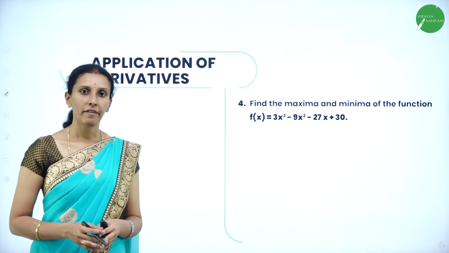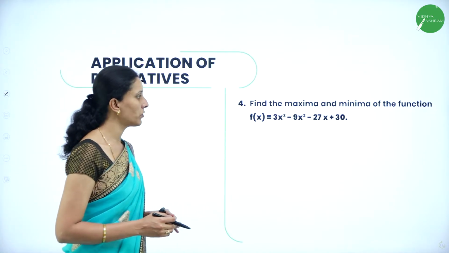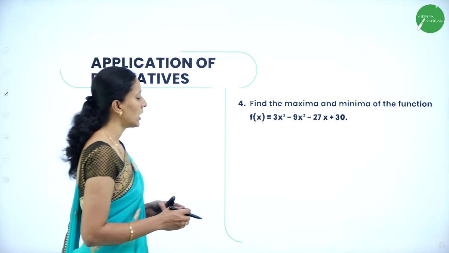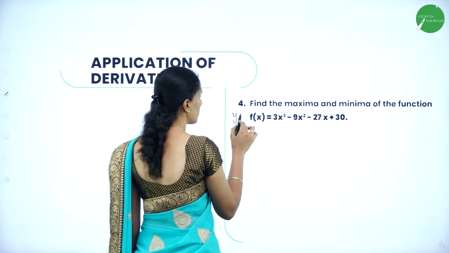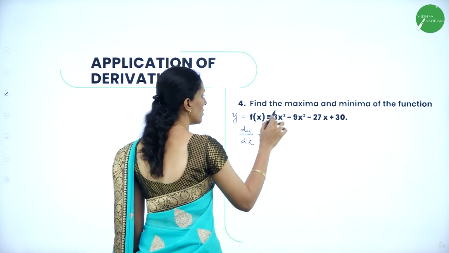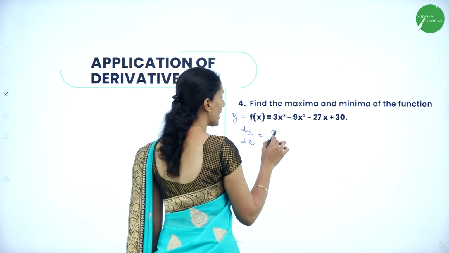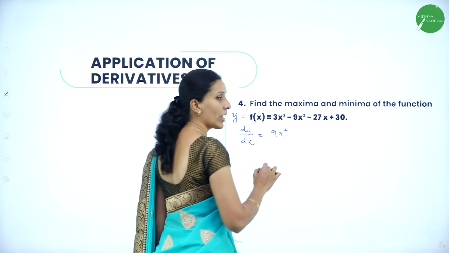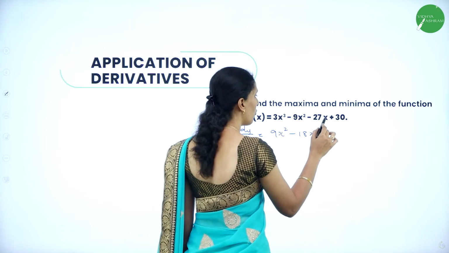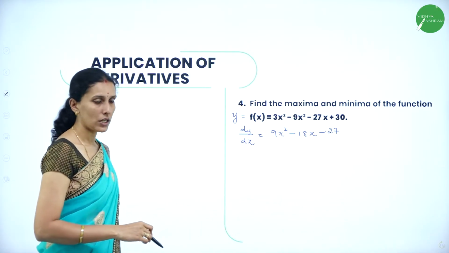Next question. Find the maxima and minima of the function f of x is equal to 3x cube minus 9x square minus 27x plus 30. So let me take this as y. Let us find out dy by dx. So solving this, x cube is 3x square, 3 3s are 9x square. X square is 2x, 9 into 2x is 18x, and derivative of x is 1. So it is 27, derivative of 30 is 0.